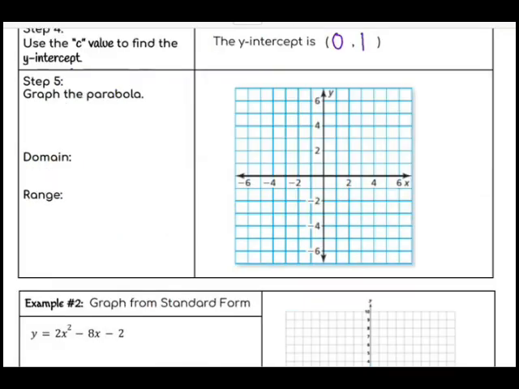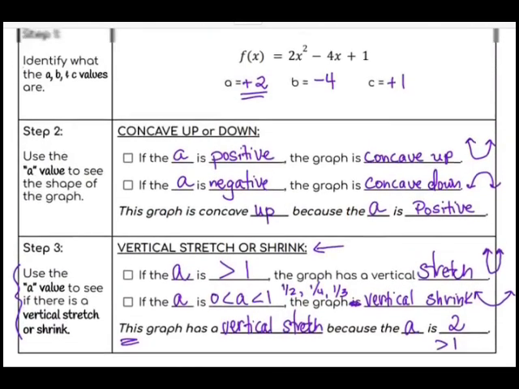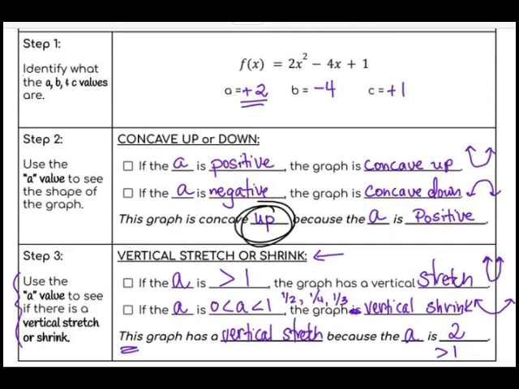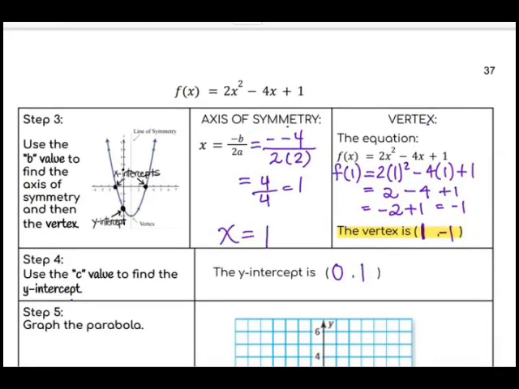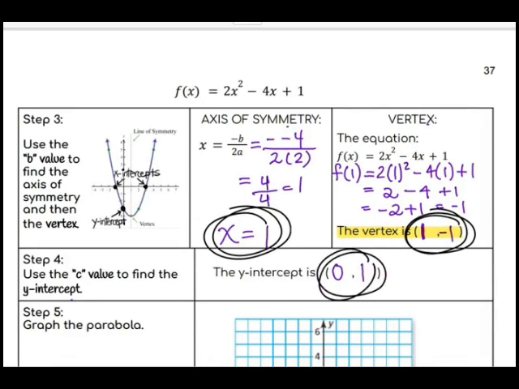Lastly, we're going to graph this parabola, and I'm going to use all of the information that I just found out. Let's review. I know that I'm going to have a graph that's concave up, so it's going to be an upward shaped U. I know that there is a vertical stretch of 2, so I'm going to have a taller and skinnier graph because my y values will double. I know that I have an axis of symmetry at 1. My vertex is at 1, -1, and I have a y-intercept at 0, 1.